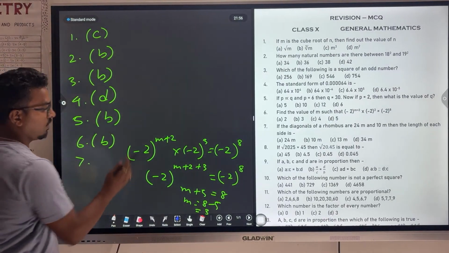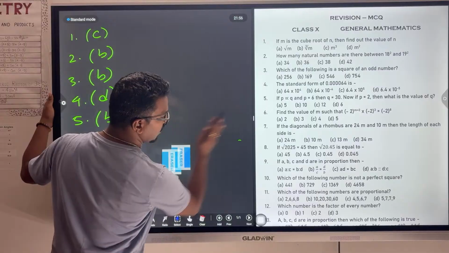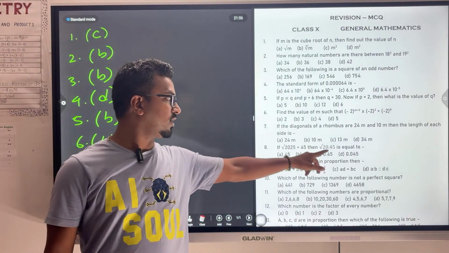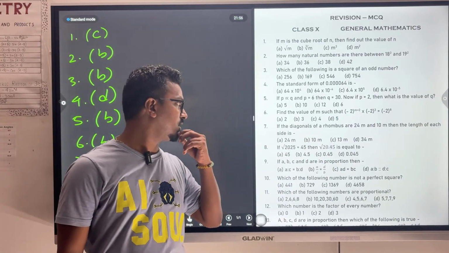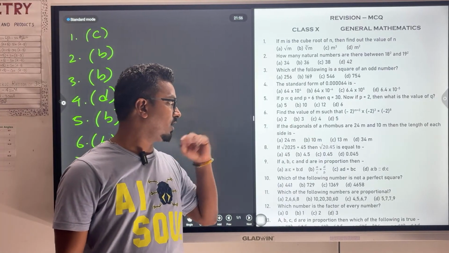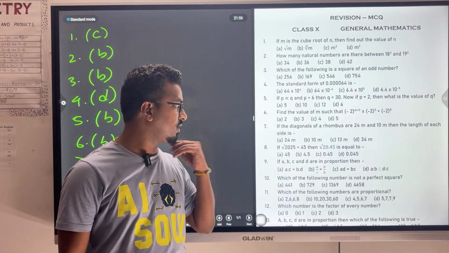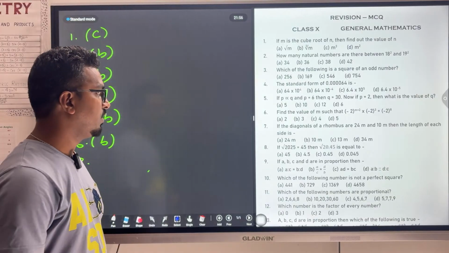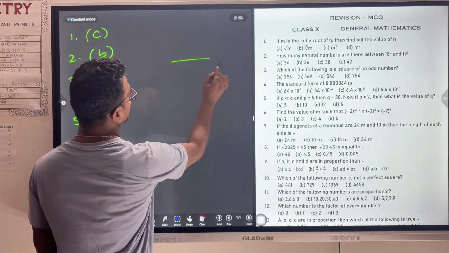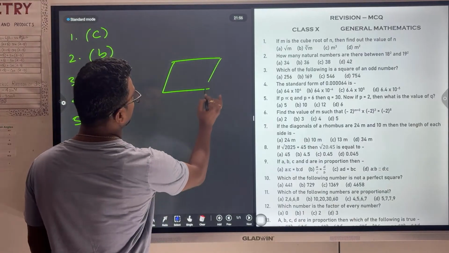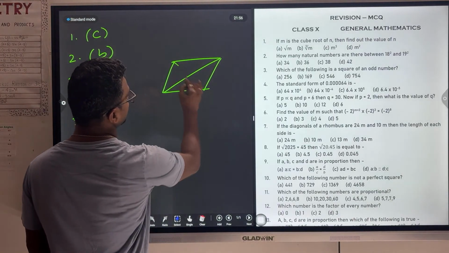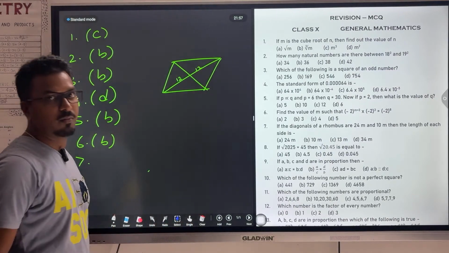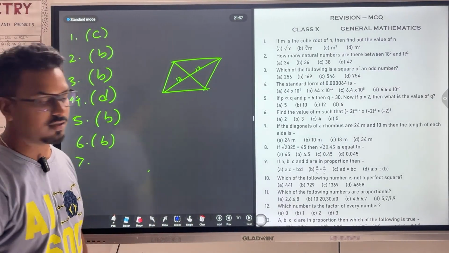Okay. Question number 7. If the diagonals of a rhombus are 24 meter and 10 meter, then the length of each side is. I have shown that in a rhombus there are two diagonals, one longer and one shorter. This is given as 24. So it becomes 12 and 12, because the diagonals bisect each other, isn't it?